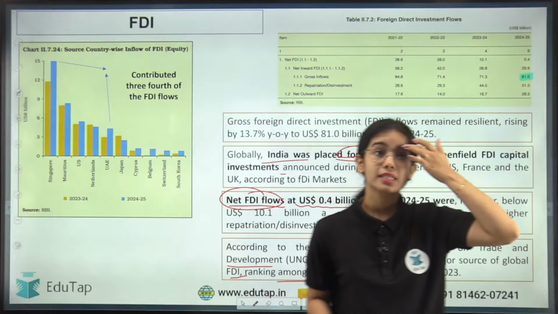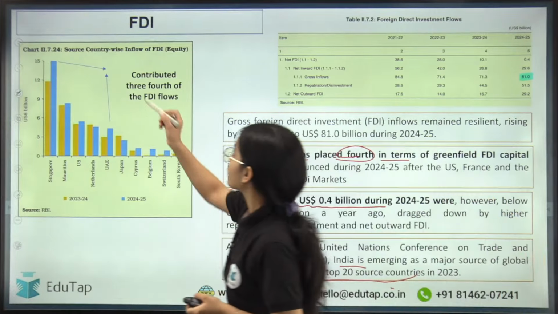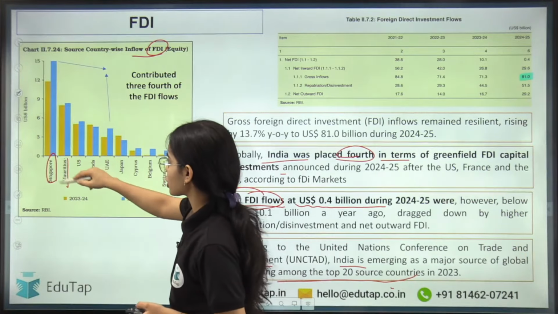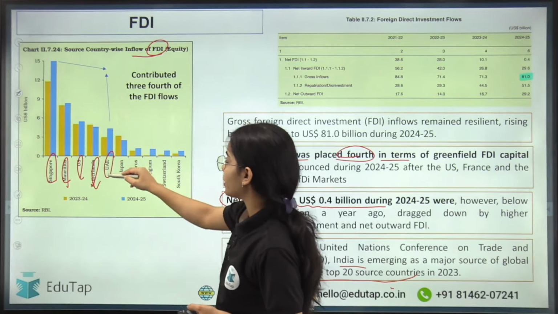Next is the source country wise inflow of FDI. We have received the highest FDI from Singapore, Mauritius, US, Netherlands and UAE.